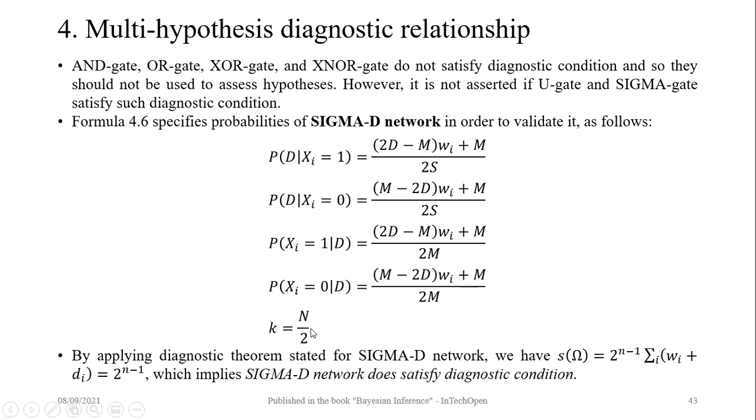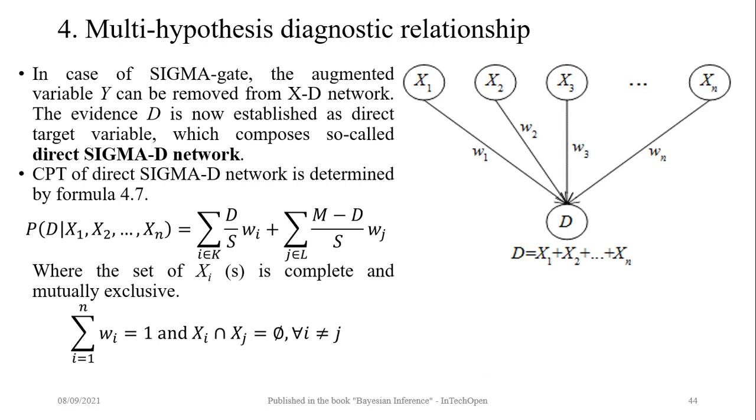K equal to half of N. By applying the diagnostic theorem for the sigma D network, we have S omega equal to 2 power N subtract 1, which implies the sigma D network does satisfy the diagnostic condition. In case of sigma, the augmented variable Y can be removed from the SD network. The evidence is now established as a discrete target variable, which composes a so-called direct sigma D network. The CPT of the direct sigma D network is determined by equation 4.7.